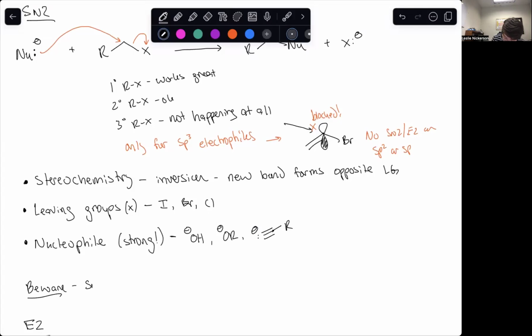SN2 and E2 reactions often occur together. They are competitive with each other. If we have a reaction that's competitive, whichever is the faster reaction is generally going to be what you see as the major product. That's going to come up a lot as we get more into these reactions.